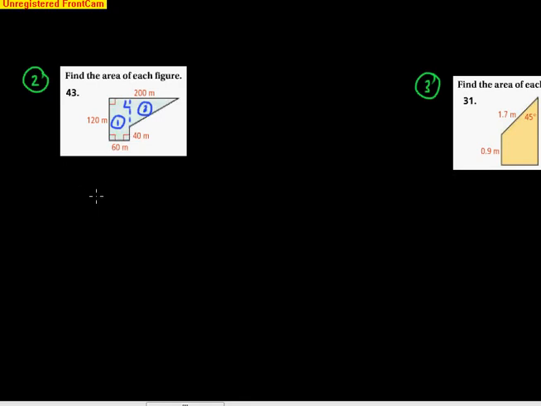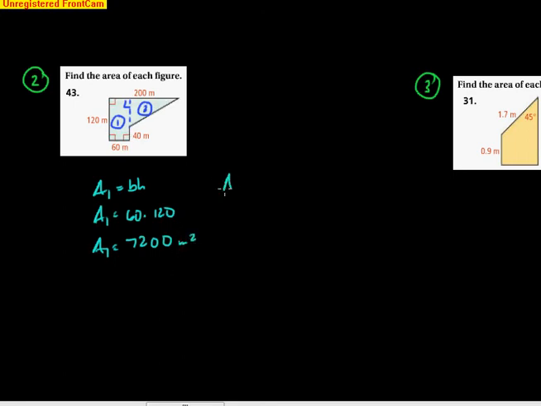Okay? So again, area 1 is a rectangle that is base times height. So what is the base? The base is 60 and the height is 120. And this area comes out to be 7,200, sorry. 7,200. And that would be meters squared.